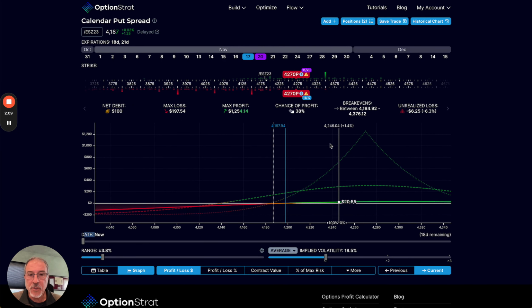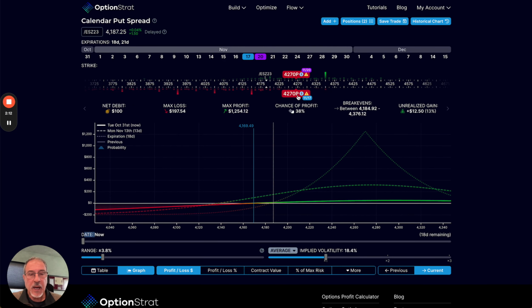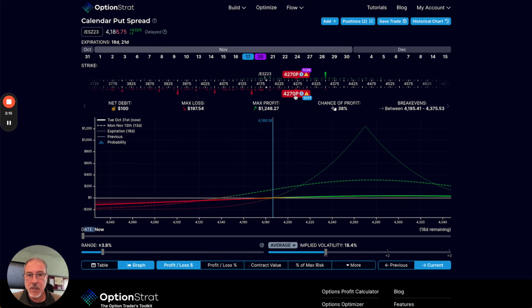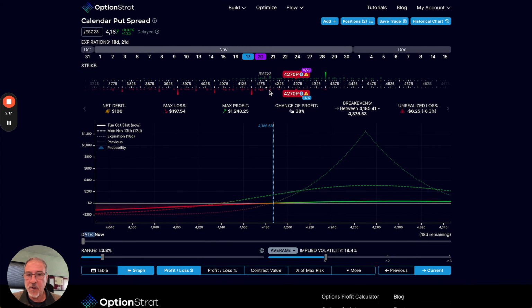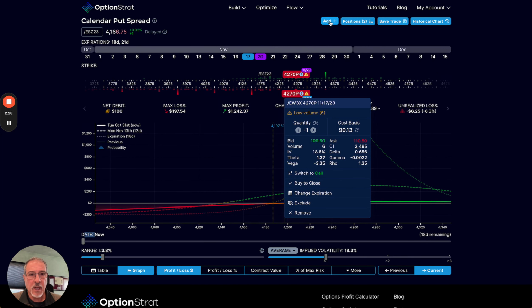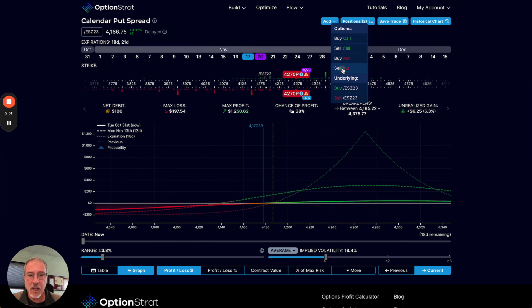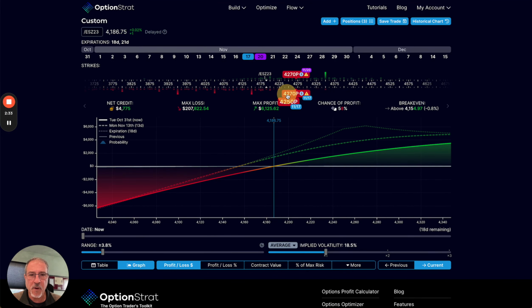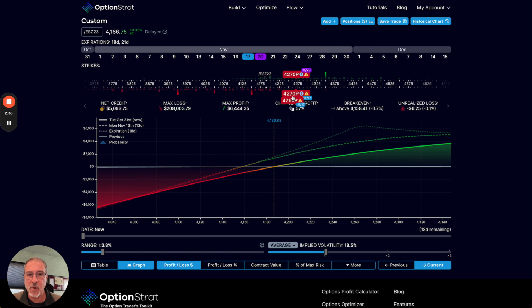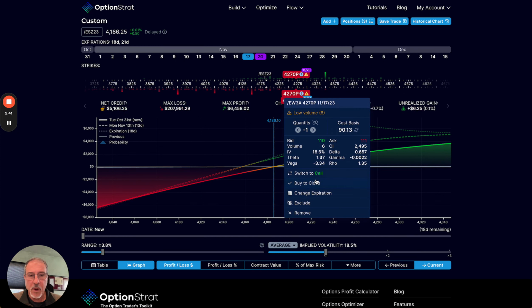How I would do that is I would basically buy this put and sell one a little further down. So let's see what that looks like. First I will add in another, this is an 1117 put, so I will sell a put. I don't want to go down very far here. I'm just going to go down like 10 points, maybe to 4260, and I'm going to sell that one. Then I will come in here and buy back to close this one.